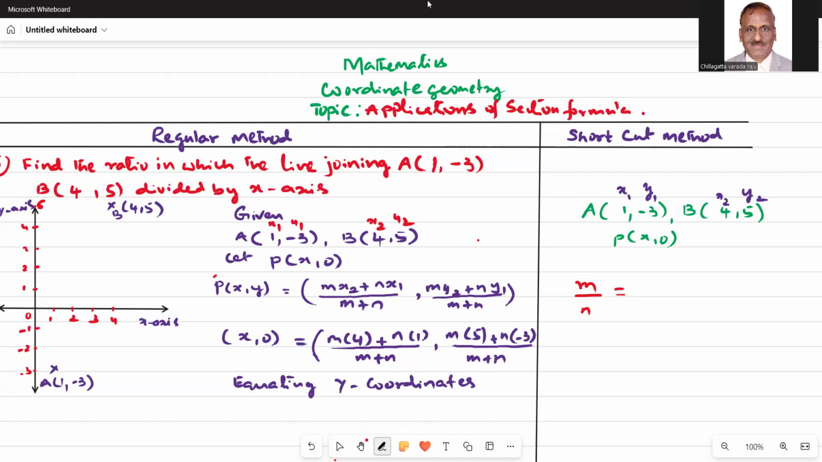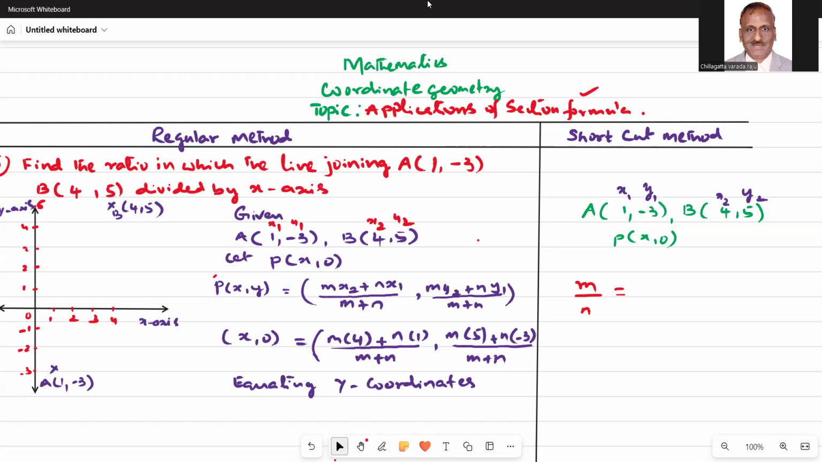Today I have come with very important problems connected to coordinate geometry. The topic is applications of section formula. In this chapter, section formula problems are very important. I will show you these problems based on the section formula.